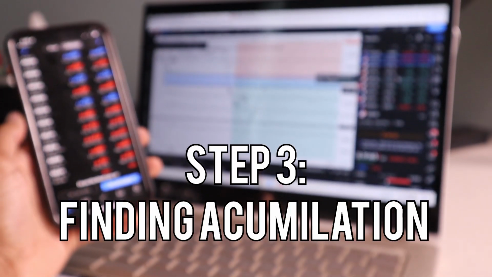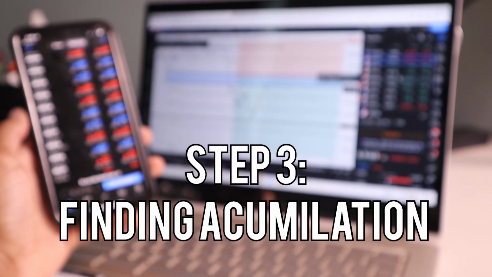Step number 3, and here's the big one, okay? Here's the big one. So I need you to listen up. Finding accumulation, okay? What is accumulation, right? Accumulation is kind of like, I don't want to say it's like consolidation, but it kind of is, guys. I'm not going to lie to you. The way I look at the market is I just look at what price is doing. You can name it what you want, okay? And if you have something to name it, that's fine.